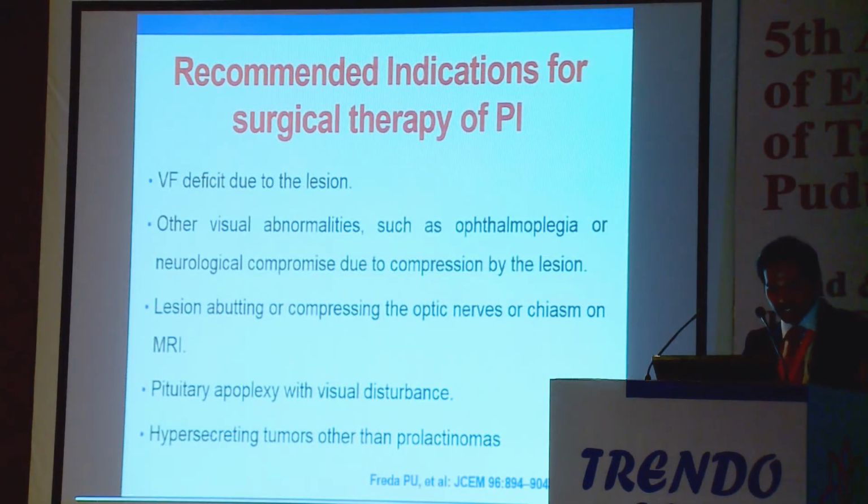What are the indications for surgical therapy of pituitary incidentalomas? There are two categories of recommendations the Endocrine Society gives: those which they recommend, and a few indications for which they suggest. These are the ones wherein it is recommended: visual field defect due to the lesion, visual abnormalities such as ophthalmoplegia or neurological compromise due to compression by the lesion, lesion abutting or compressing the optic nerves or chiasma, pituitary apoplexy with visual disturbance, and hypersecreting tumors other than prolactinomas.